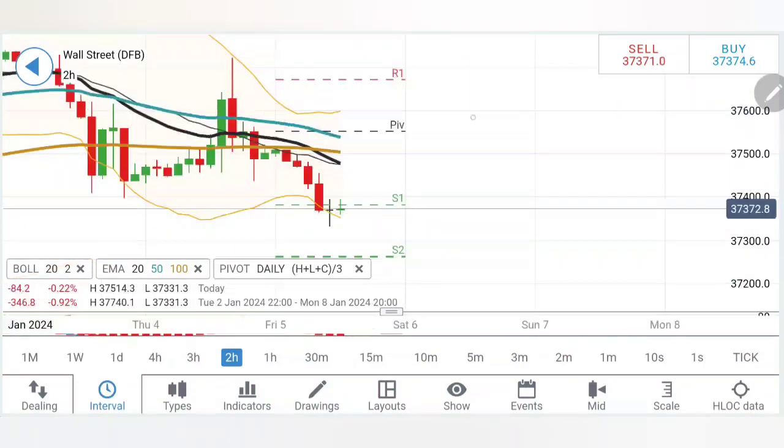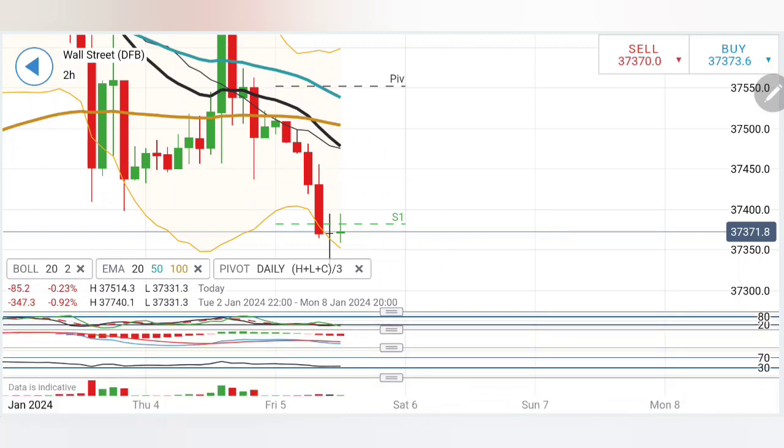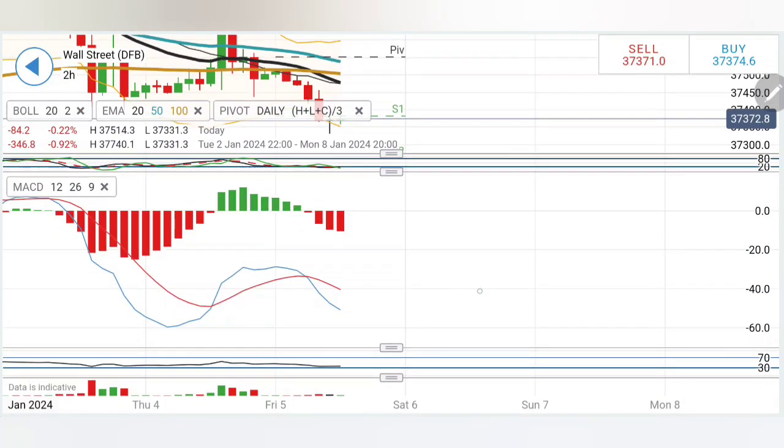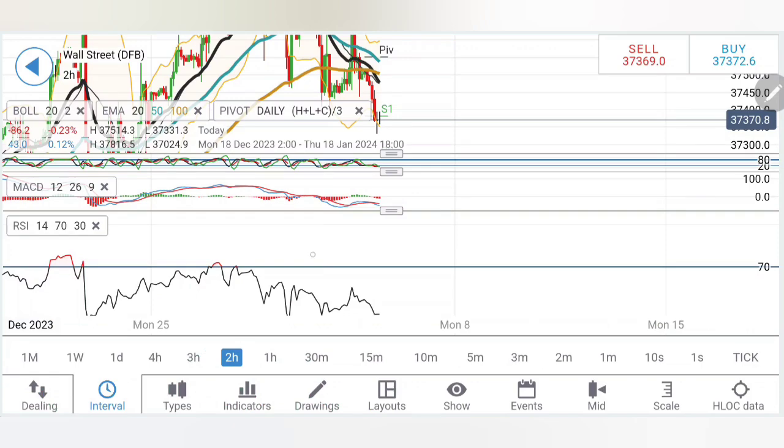On the 2-hour charts, possibility of a reversal signal, but what is happening right now? Double top levels. Thus, only about 37,410, 420, you can say it will move towards 37,450, 440, and staying above which we can expect a reversal. Stochastic oversold, MACD divergent and bearish. Now, see, it has still scope for it to trade on the downside. RSI flat near to bottom.